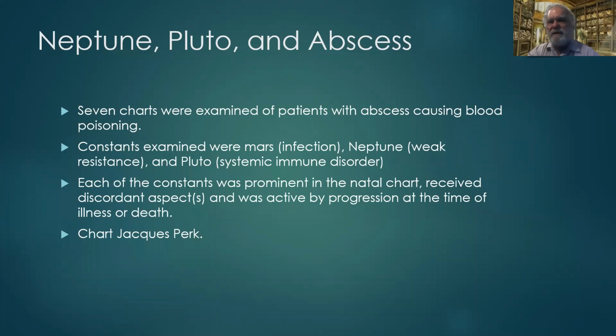They had various different abscesses. One of them had a lung abscess, another one had an intestinal abscess, and so on. But the constants in our lessons are Mars and Neptune, and I examined it for Pluto as well. And the 7 charts were examined of patients with abscess causing blood poisoning. The constants were Mars, Neptune, and Pluto. Each of those constants was prominent in the natal chart and received discordant aspects and was acted by progression at the time of illness or death.